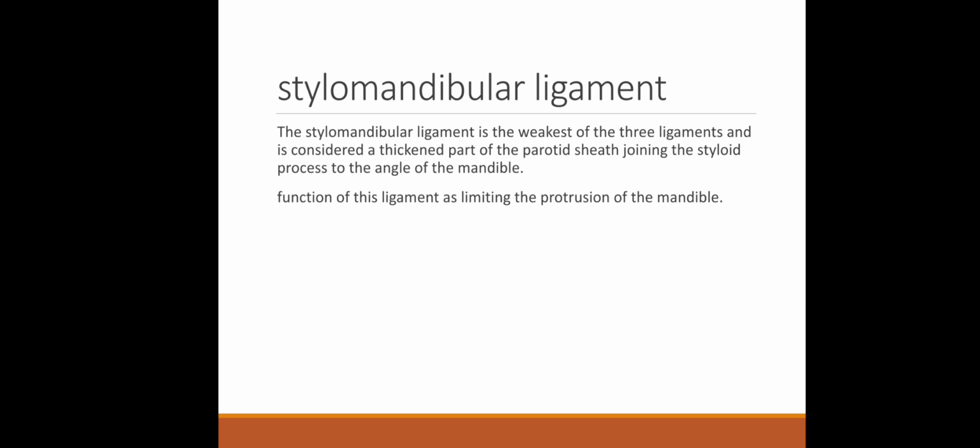Stylomandibular ligament. The stylomandibular ligament is the weakest of the three ligaments and is a thickened part of the partial sheath of the joint, running from the styloid process to the angle of the mandible. The function of this ligament is limitation of protraction of the mandible.